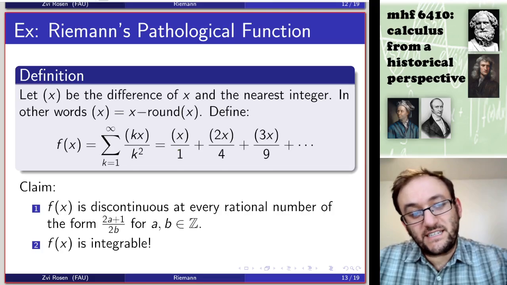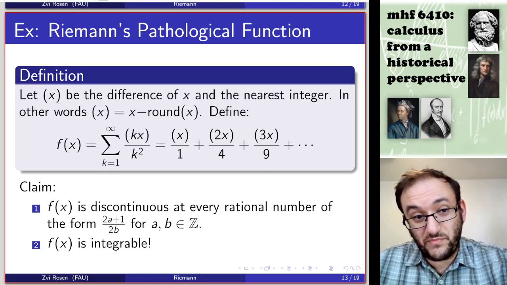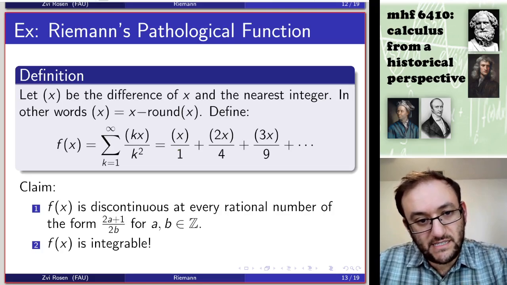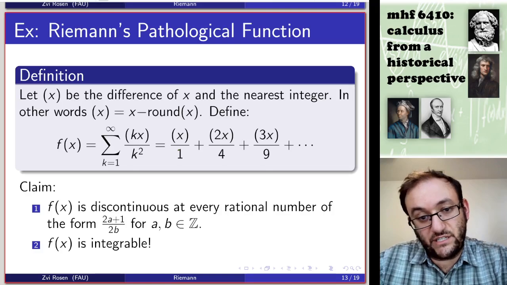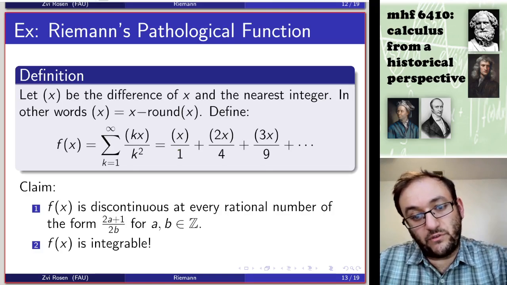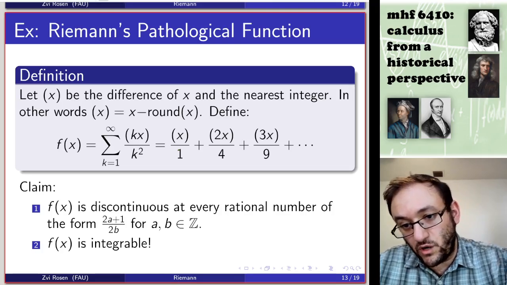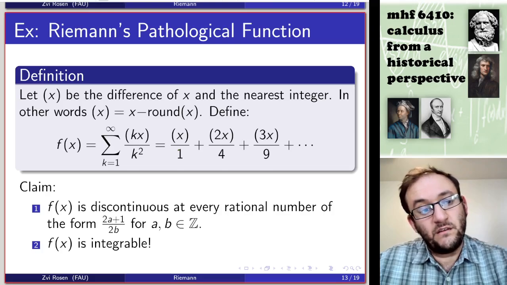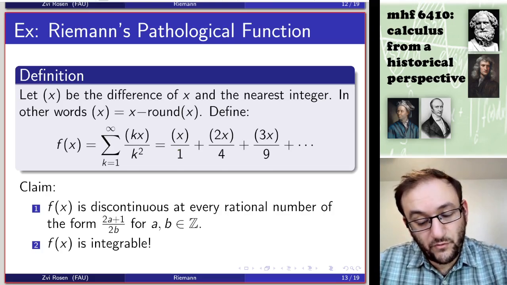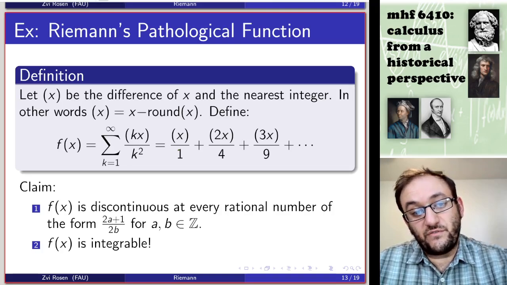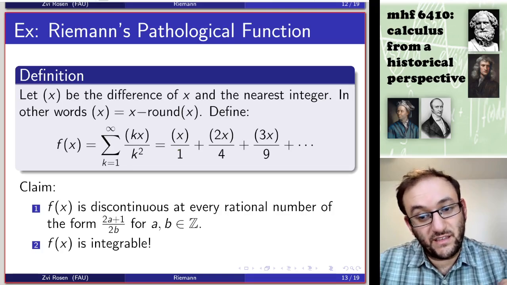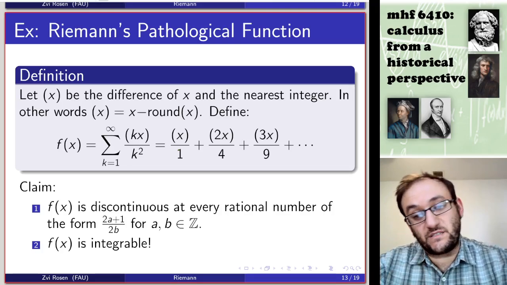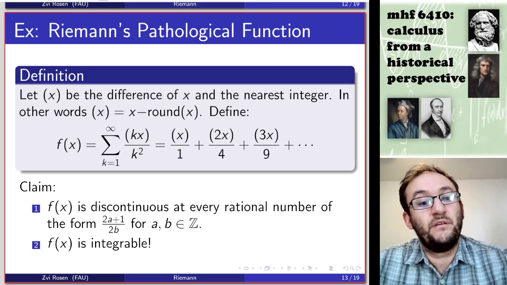But there are discontinuous functions that can be integrated. And Riemann produced a beautiful but weird example. So we saw the parentheses x function from before, the difference of x and the nearest integer. In other words, x minus round x, where you round up from 1/2 to 1, and otherwise just the closest integer. And we're going to define a new function, f of x, to be equal to the sum from k equals 1 to infinity of this distance to integers of k times x, divided by k squared. And you're summing that up as k goes from 1 to infinity.